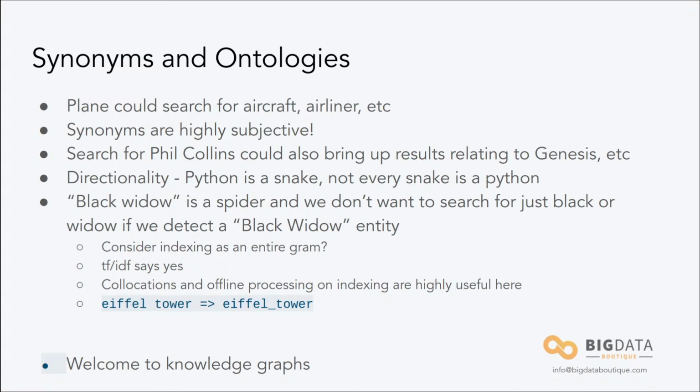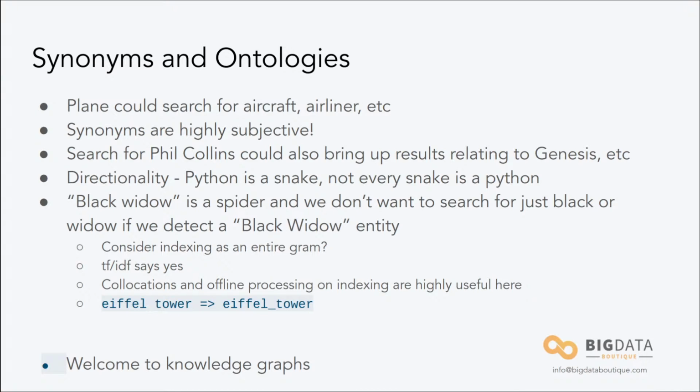So synonyms are, again, highly subjective. Sometimes you will think that something is a synonym, but it's not really that. Sometimes, again, you would want to search for, we don't call this synonyms exactly, it's more of an ontology. So finding something that relates to something. So if you search for Phil Collins, you probably refer to, or will be interested in finding results that relate to the band that he played with, Genesis, back in the day.